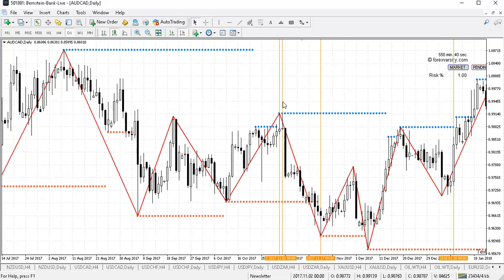Here's your tweezer tops. So yeah, you can say they're hammers. They're both hammers, but both of them together would be your tweezer tops. So you've got one hammer after another. So it's a double confirmation.